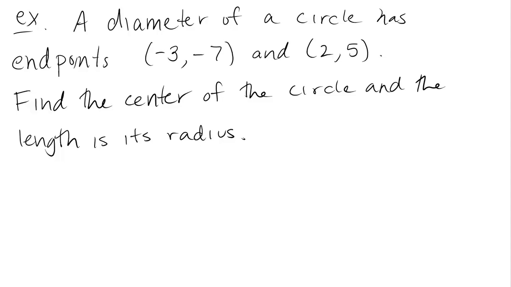Let's apply both the midpoint formula and the distance formula to another type of example. This says the diameter of a circle has endpoints negative 3, negative 7, and 2, 5. Find the center of the circle and the length of its radius.